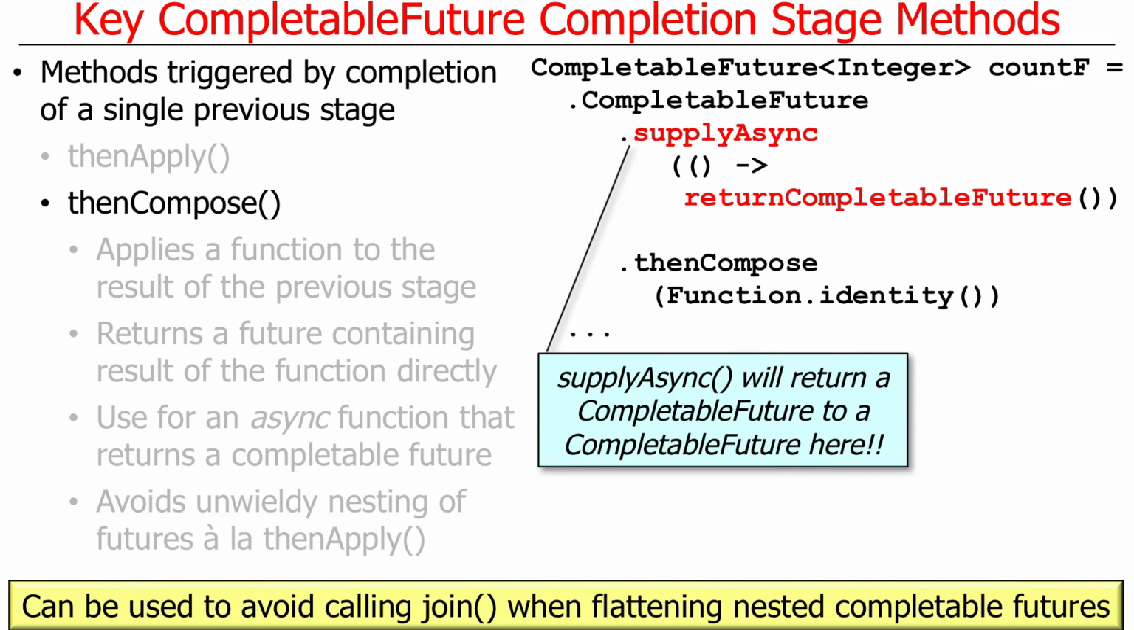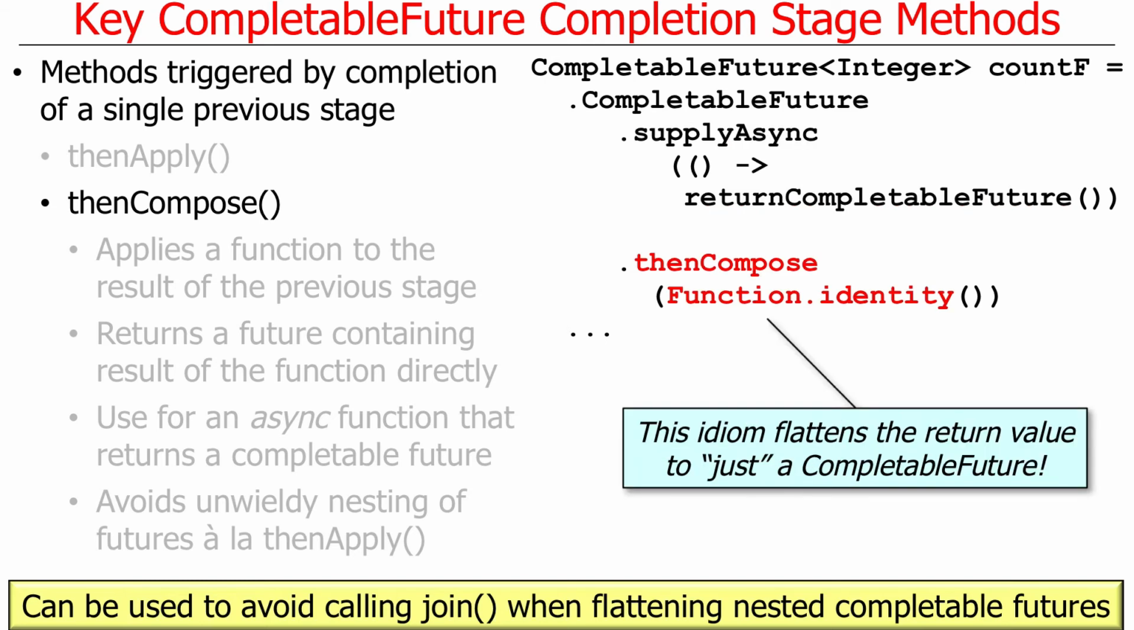When we call it in supply async, it no longer blocks, but now we get back a completable future to a completable future, which is one too many completable futures because they're nested. So we use thenCompose function identity to strip out the extra future, kind of reach inside, pull it out, and then flatten it and give it back as a single completable future. So it's this wacky idiom, but the reason for using it is to avoid having to call join while still allowing things to run correctly in the background.